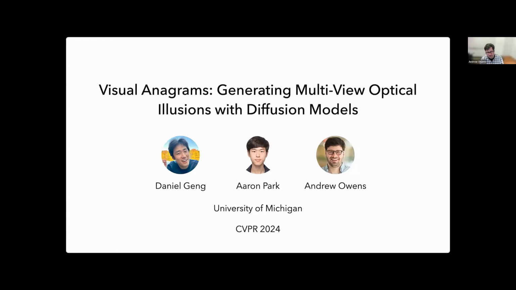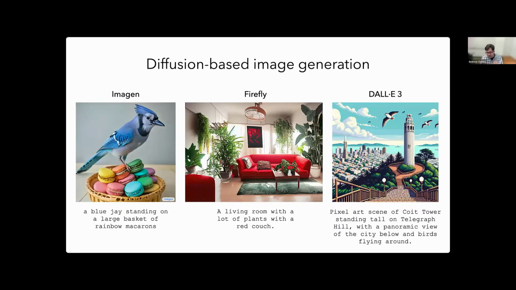So the work I'm going to talk about today is joint work with my PhD student, Daniel Gang, and a master's student in my group, Aaron Park. And I think a lot of us have been blown away over the last few years by the abilities of these diffusion models to create really compelling images. For those who maybe haven't seen it, you can generate really impressive images just from a single text prompt. And these images often range from being photorealistic to almost any style you might imagine.